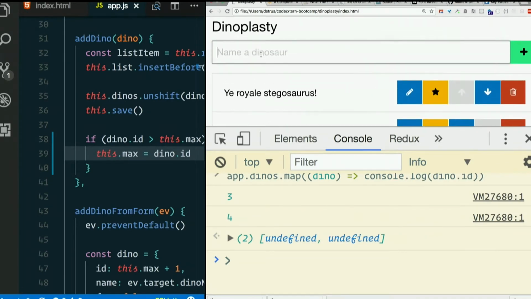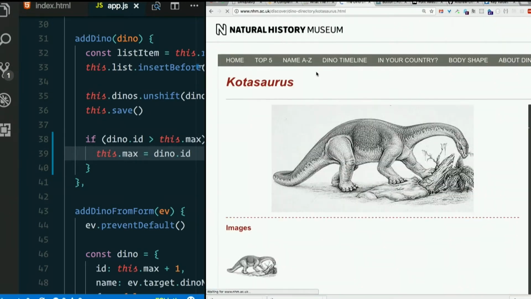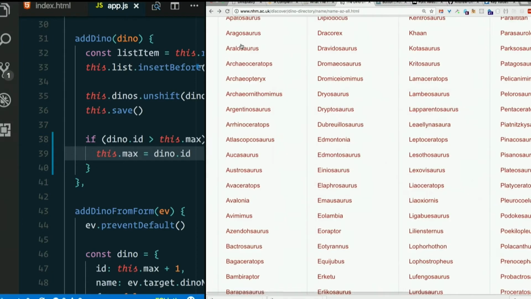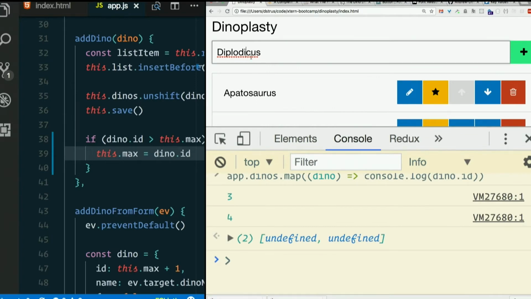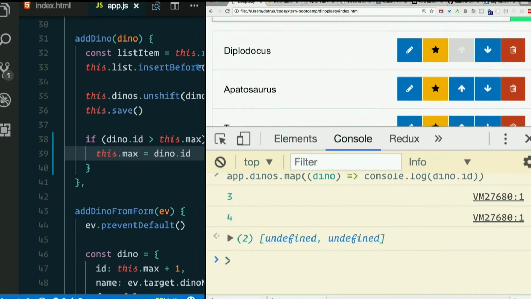Triceratops in that. T-Rex, Patasaurus, and Diplodocus or Icus? Diplodocus? Diplodocus? I don't know, man. Diplodocus. Oh, yeah. See? Diplodocus. All right. Here we go.